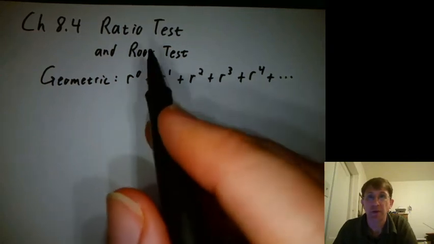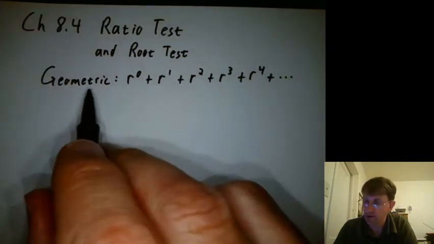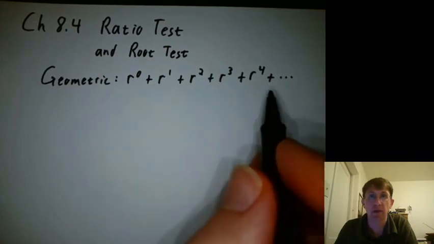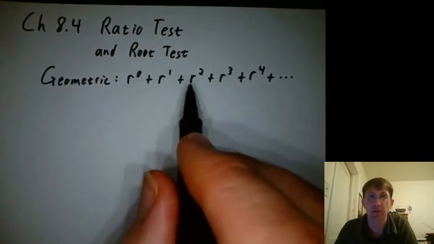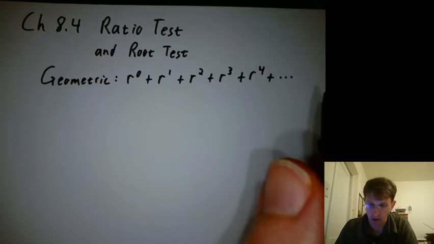Chapter 8.4 is about the ratio test and the root test. Let's take a look back at a geometric series: r to the 0 plus r to the 1 plus r squared plus r cubed, etc.